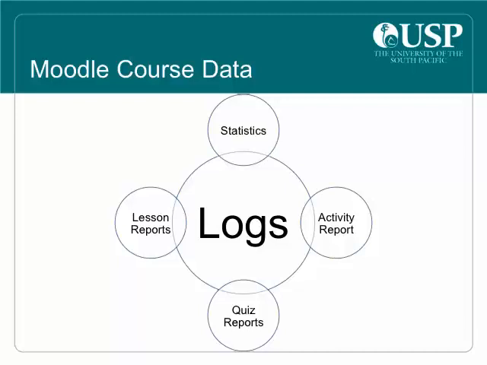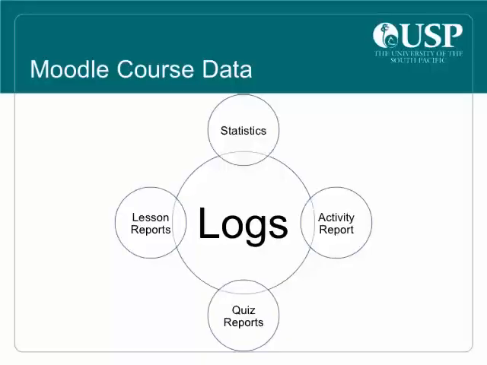So the Moodle course data is accessible to each course. Each course has a log that captures every click that a student makes. This is what was termed big data, so there's a lot of data in this log. What you see on the circumference of the logs is the different reports that can focus on some statistics. And this is what I'll be focusing on for this presentation: the statistics, the activity report, the quiz reports, and a little bit on the lesson report.